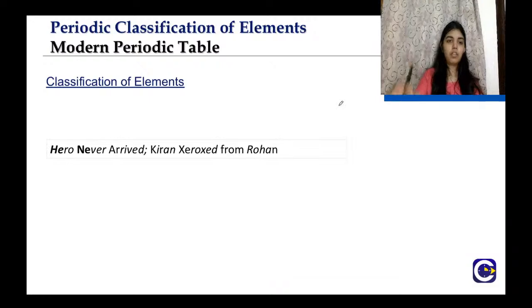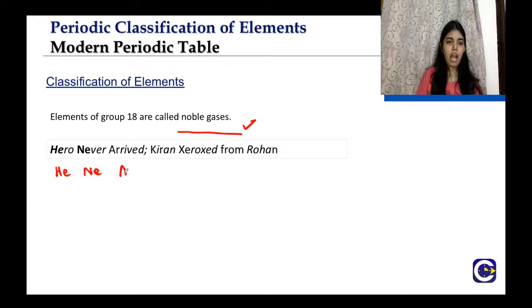Next, write down group 18 that are called noble gases. So this becomes helium, neon, argon, krypton, xenon, radon. The mnemonic: hero never arrived, Kiran Xeroxed from Rohan. Krypton you can remember as Kiran, xenon as Xeroxed, and radon as Rohan. So what did Kiran do? He Xeroxed from Rohan because his hero never arrived.